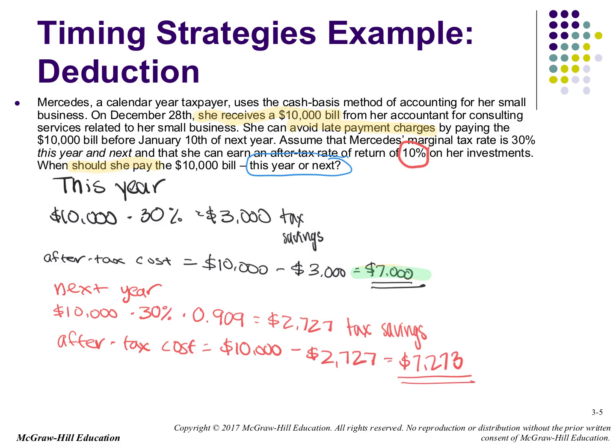We can look at it a couple of different ways. We would want to pay it this year because we'll have greater tax savings, $3,000 versus $2,727. Or another way to think about it is, if we pay it this year, we'll have the lower after-tax cost: $7,000 is less than $7,273. So we would want to pay the bill this year.